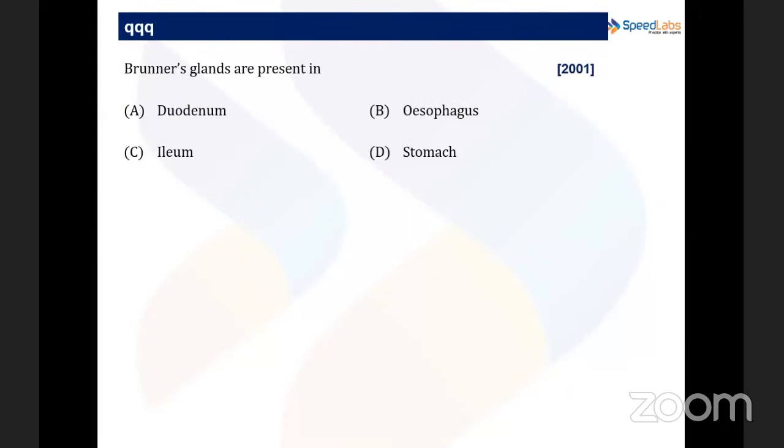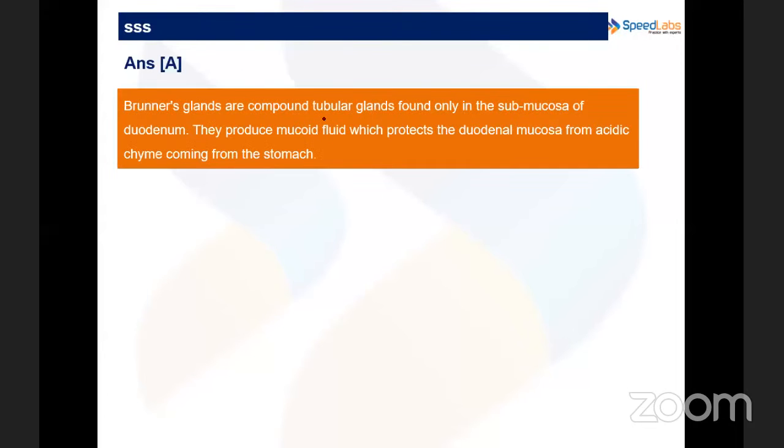Next question is, Brunner's glands are present in option A, duodenum, option B, esophagus, option C, ileum, option D, stomach. So the answer to this question is option A, duodenum. So Brunner's glands are compound tubular glands and found only in the submucosa of duodenum. It is very important. It is found in the submucosal layer of duodenum. So that's the important fact.